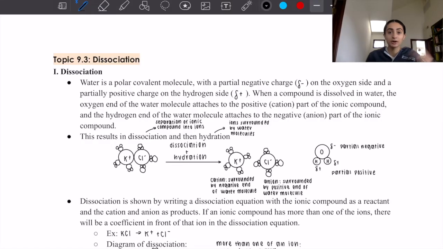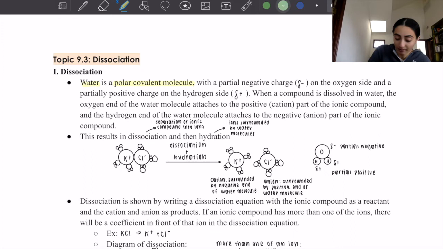Okay, so kind of as a background, before we get into dissociation, we are going to discuss water, because dissociation is when you put an ionic compound in water and it splits, the ionic compound splits into its respective ions. So water is a polar covalent molecule, which if you remember way back when we did bonding types and polarity, you calculate polarity with electronegativity values.